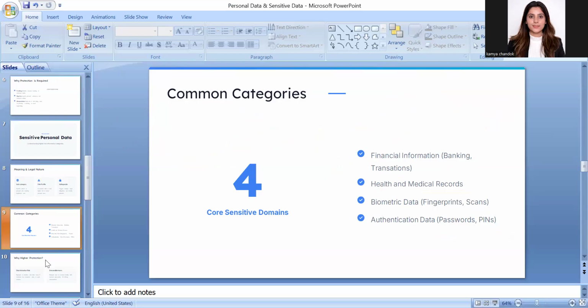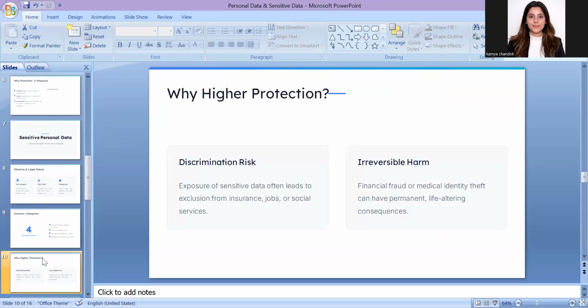All right. So now let's move ahead and understand why sensitive data attracts higher protection. Clearly, sensitive data cannot be easily changed, like you cannot change a fingerprint, right? And it creates long-term consequences, and we all know that it is deeply personal. Because of this, the law imposes stricter consent standards, stronger security obligations and tighter purpose limitations. So this is why data handlers must exactly know what category they are dealing with.